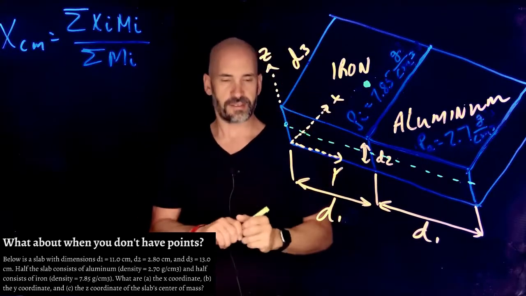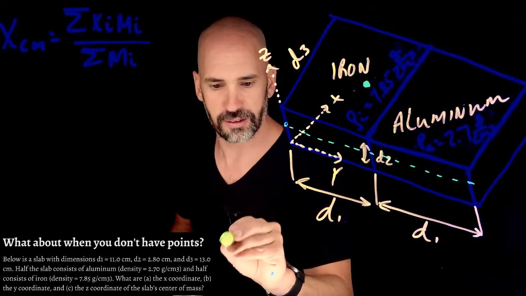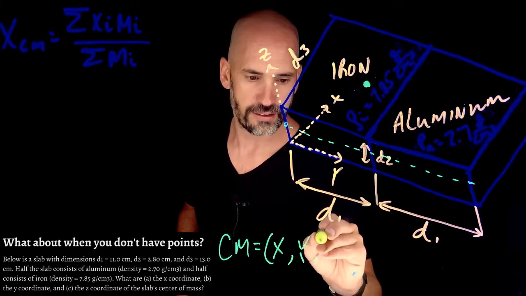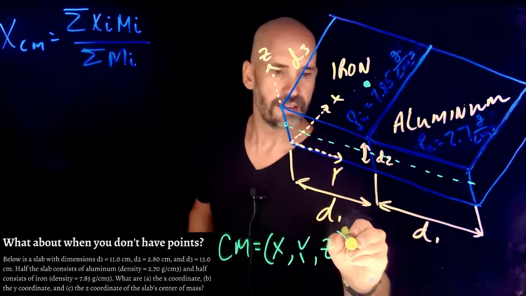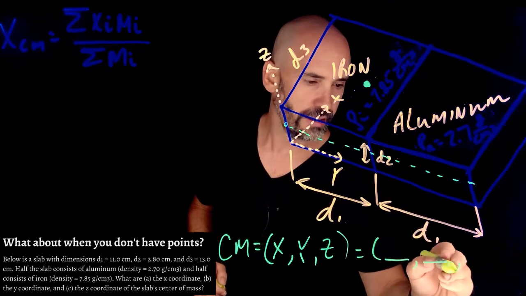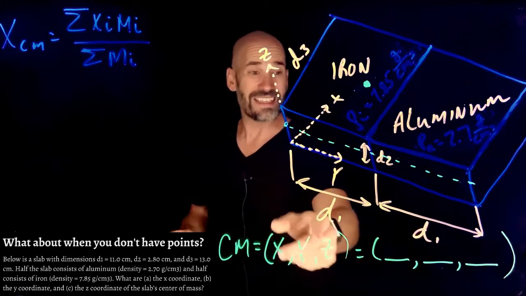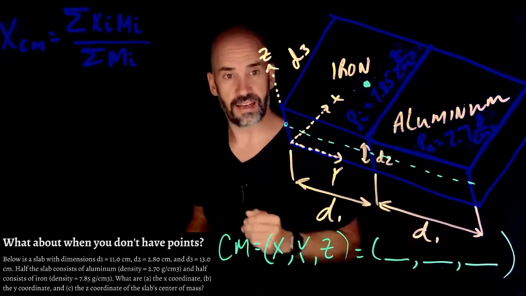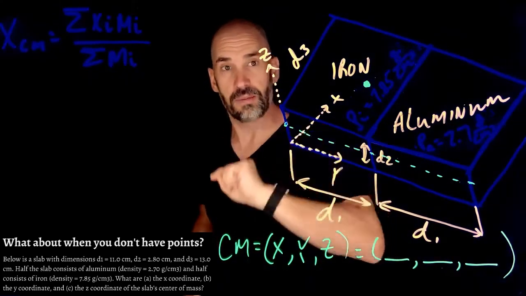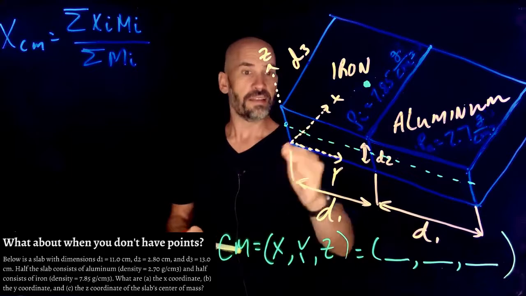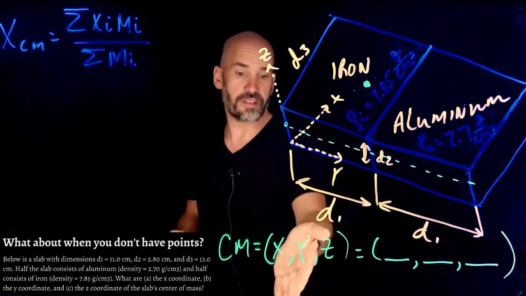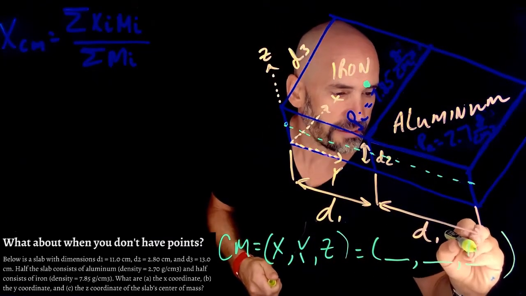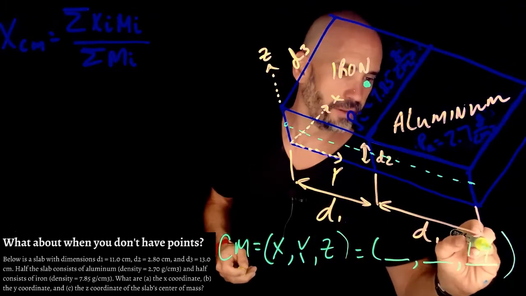So let's start with the easiest part of this. We know that every center of mass coordinate is going to have an X, a Y, and some Z to find exactly where that point is. Let's start with Z. Z is going to be easy, because this is totally symmetric. There's no change in density as you go along the Z-axis. So the center of mass should be right in the middle. That means half of D2, and this problem says D2 is 2.8. Half of D2 would be 1.4. That should be the center of mass for Z, 1.4 centimeters.